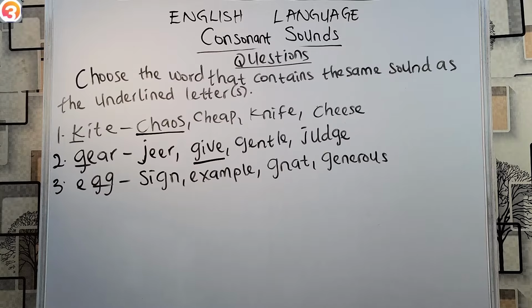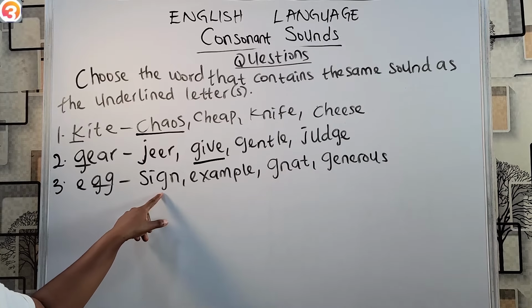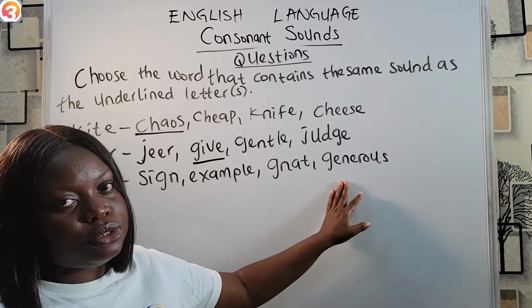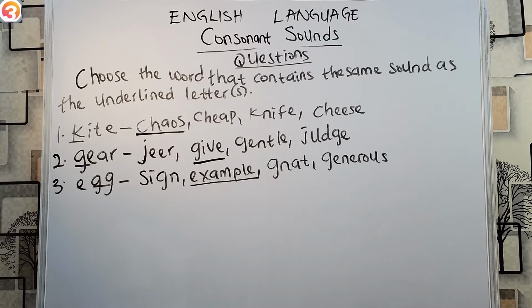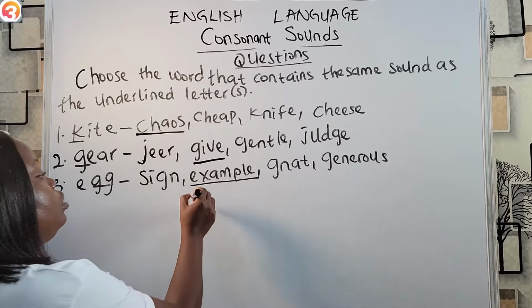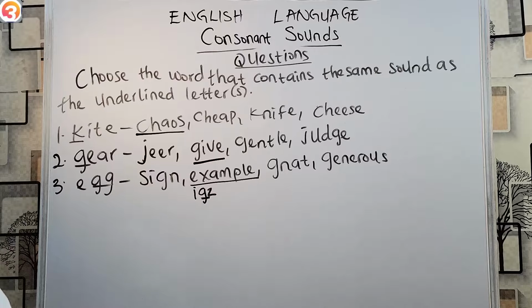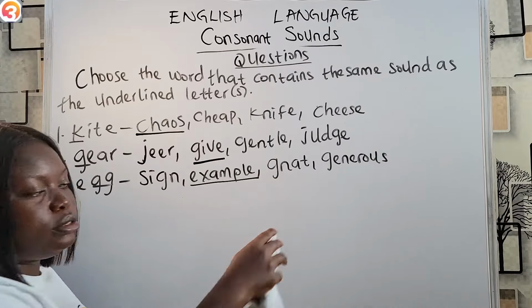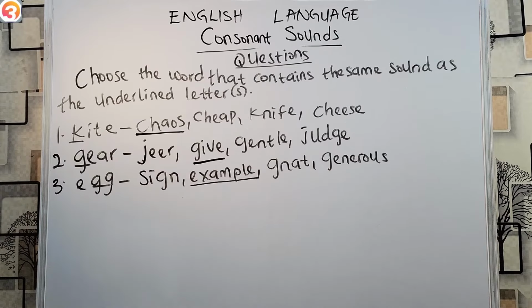Another one, we have this. The letters on the line, GG, contain G, egg, G. So in the options, we have sign. Although there is G here, it is silent. The G sound is not pronounced in this word. Example, not generous. Our answer becomes example. The X here carries the G sound. So the G sound is here in this X. So that's our answer. Here the G is silent, so G is not pronounced. And the G here contains another sound apart from G. So that's not our answer.